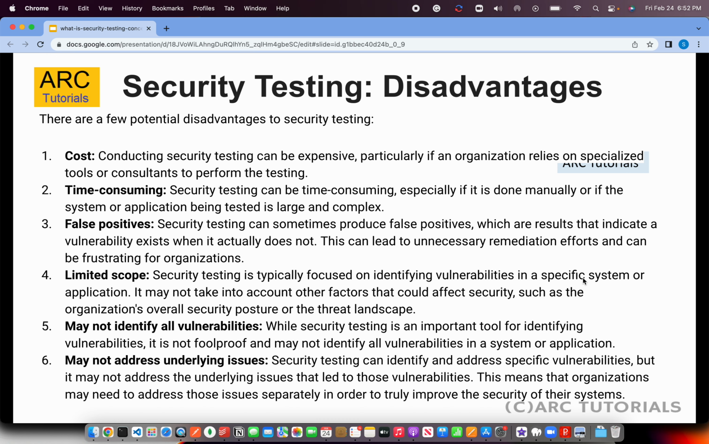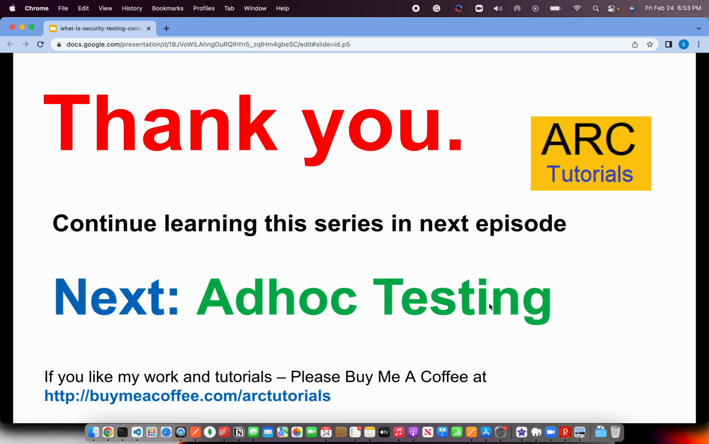So that being said, not all issues can really be covered as part of security testing, because these are all, at the end of the day, simulations. Some underlying issues may be left open. That's one of the disadvantages. But having said that, we definitely need to have this in place. That's all about security testing that you should know as part of the concept series.